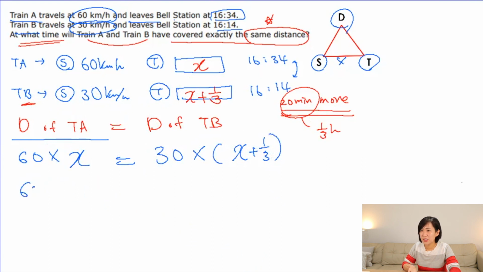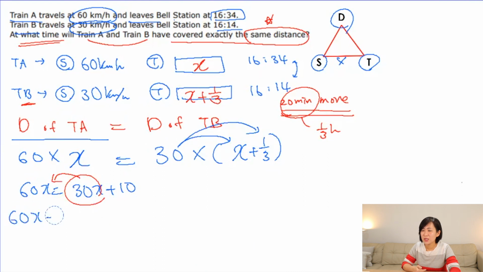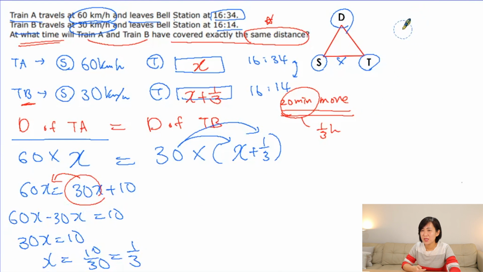Now we've got equations. All we need to do is simplify the equation and find our x. Now let's say 60x equals, now you distribute the 30 to expand your bracket. Now 30x plus 30 times 1/3 is 10. Now you need to move your 30x to the other side. So 60x take away 30x gives you 10. Now you've got 30x equals 10. Now your x is 1/3. So 10/30 is 1/3.